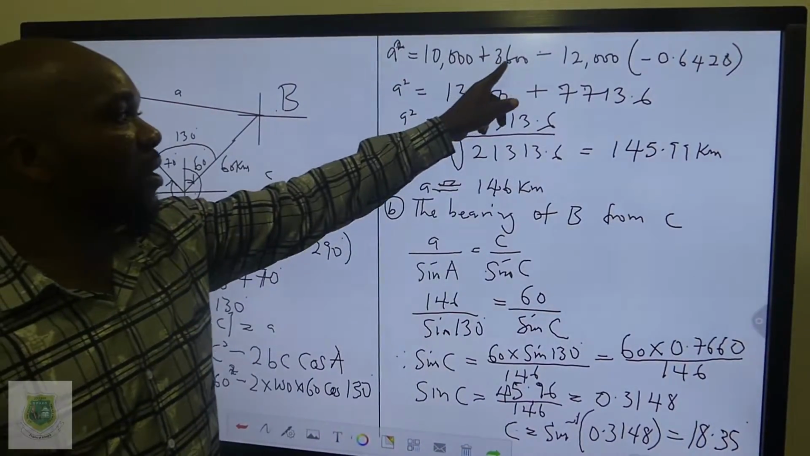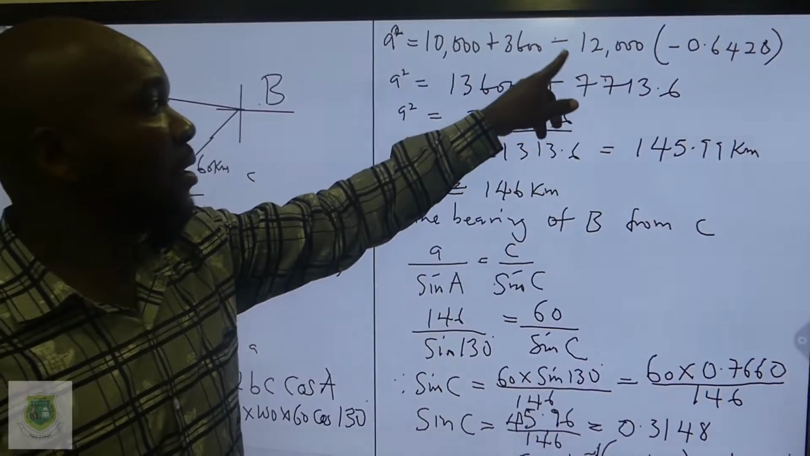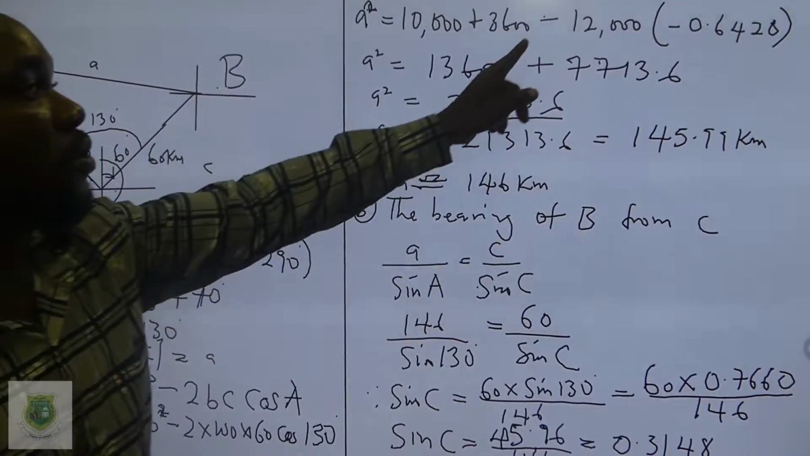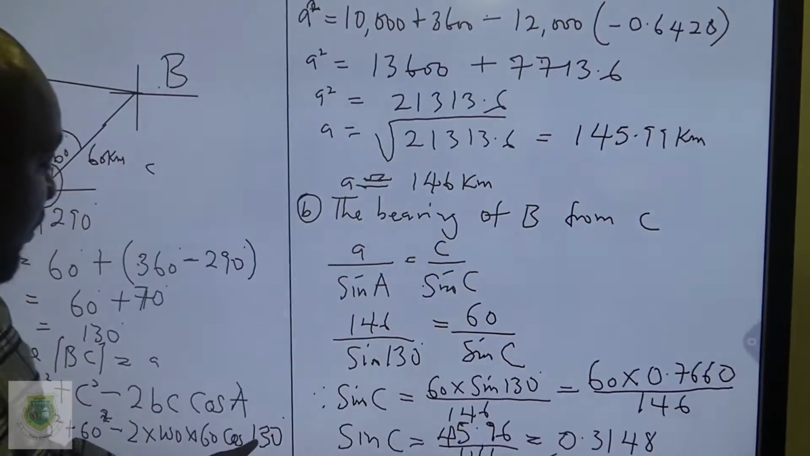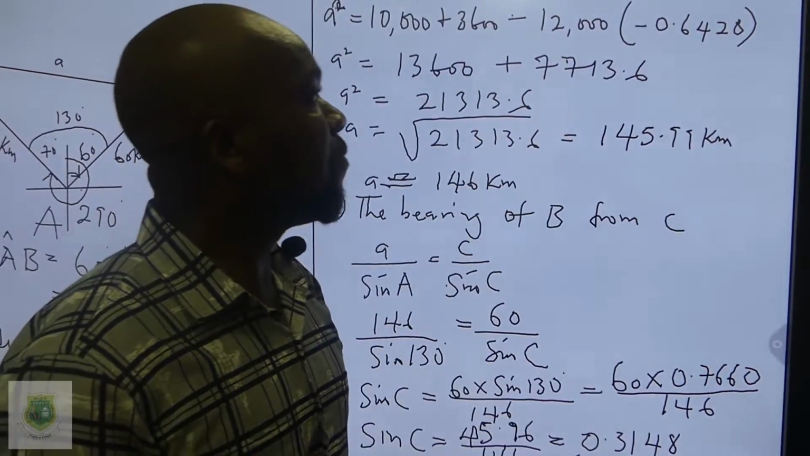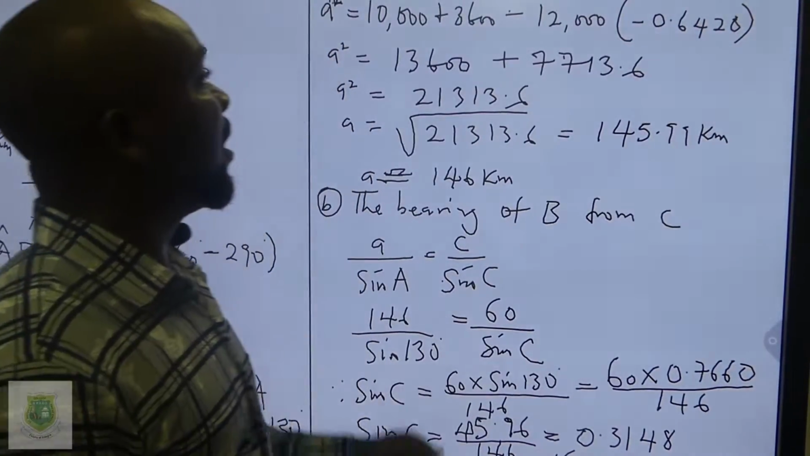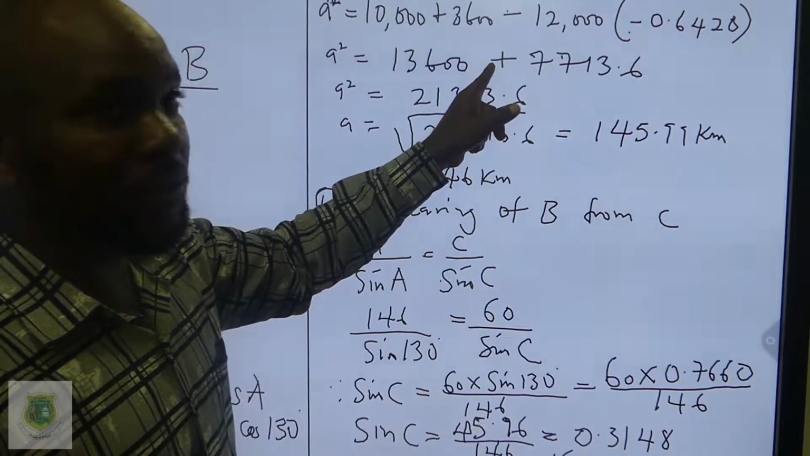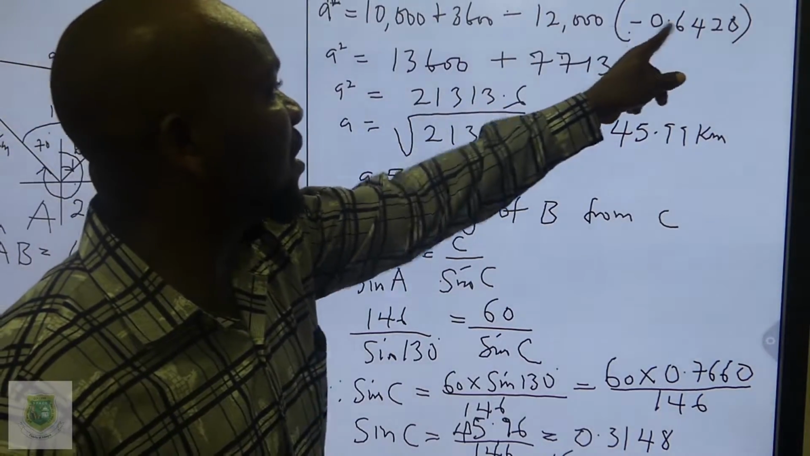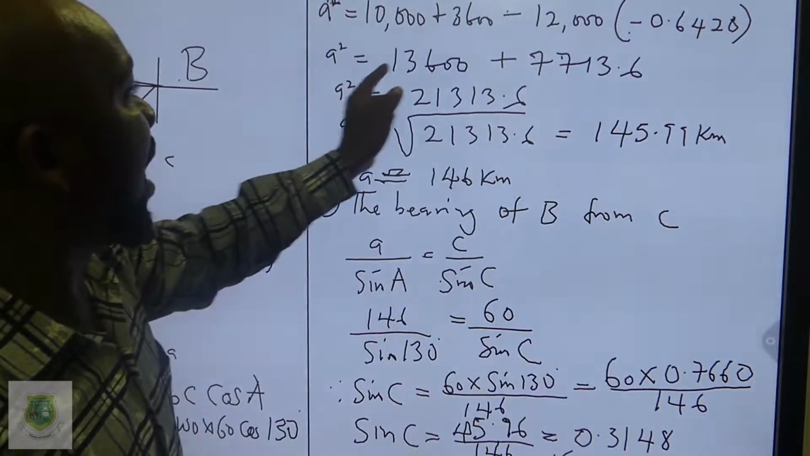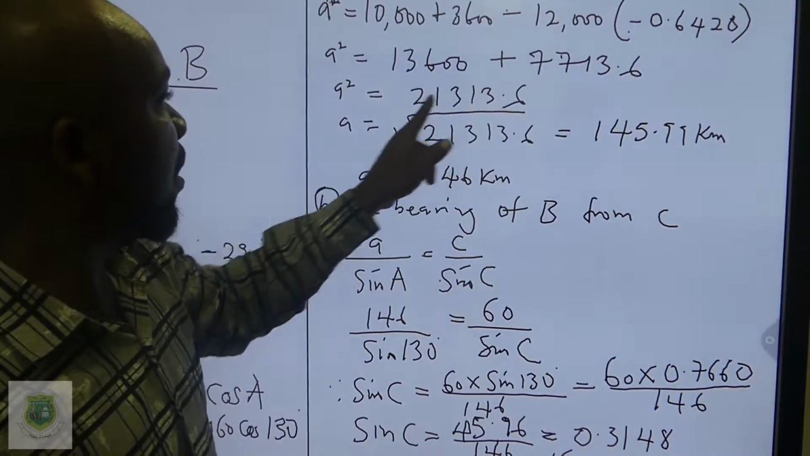60 square is what? 3,600 minus 2 times 100 times 60 is what? 12,000. Cos 130 is what? Minus 0.6428. Then minus times minus will give you what? Plus. So when this times this, you have 7713.6.